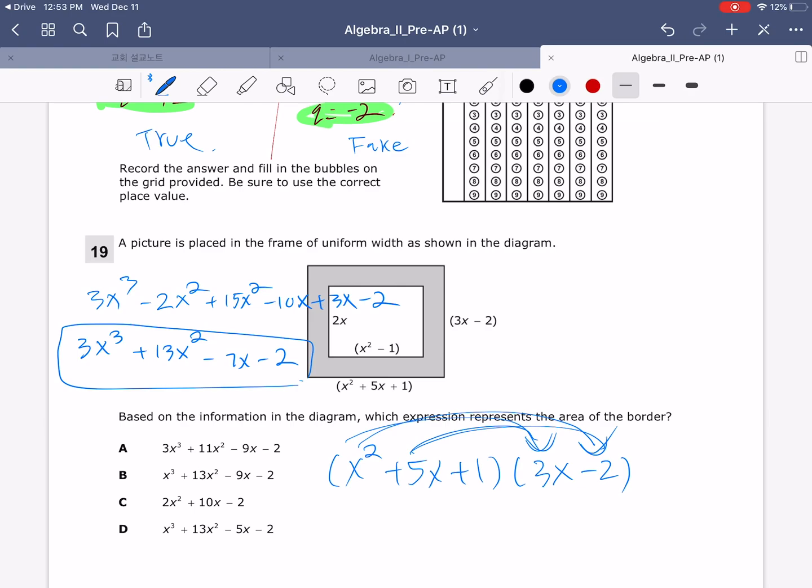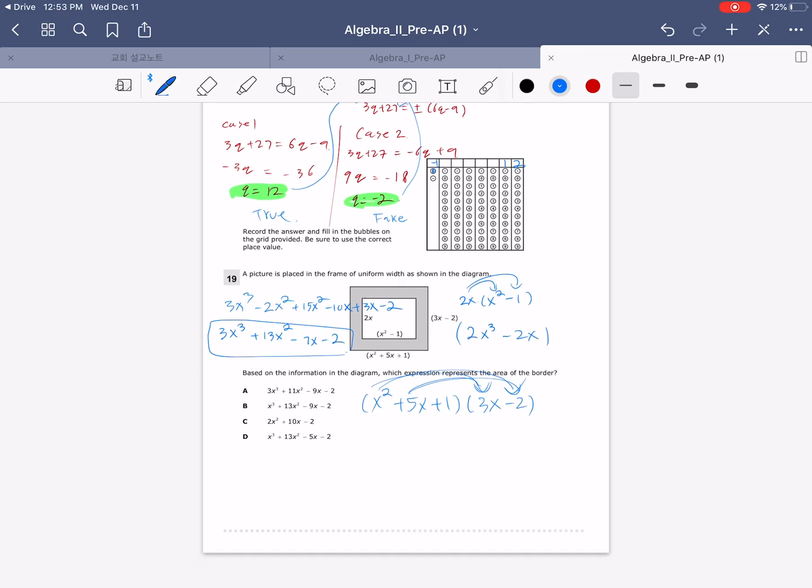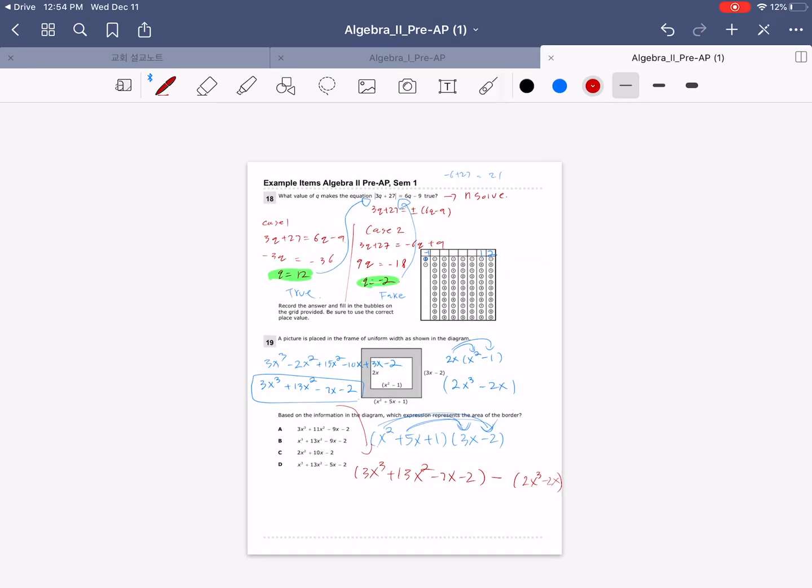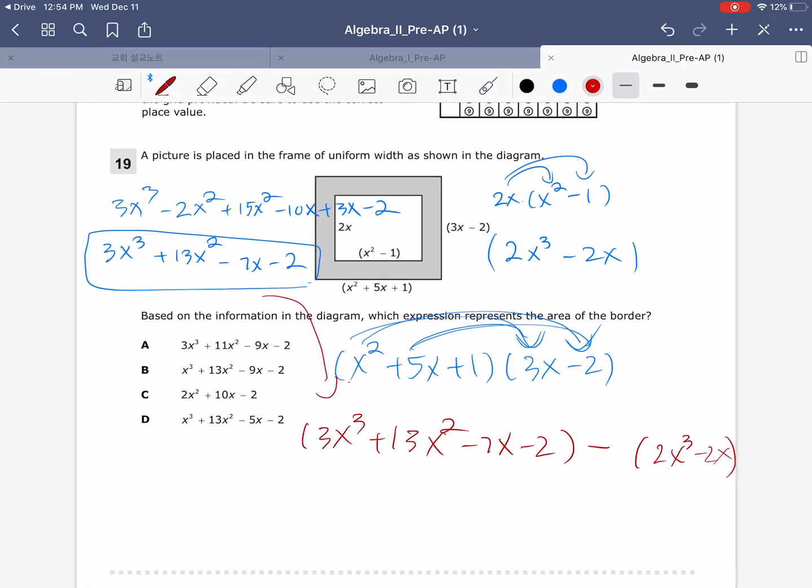Let's find the area of the second one, which is x squared minus 1 times 2x. It's simple. It's going to be 2x cubed minus 2x. So what I have to do is simple. Here, I'm going to put this one here: 3x cubed plus 13x squared minus 7x minus 2, minus the smaller one, which is 2x cubed minus 2x. That will give us the area of this outside.